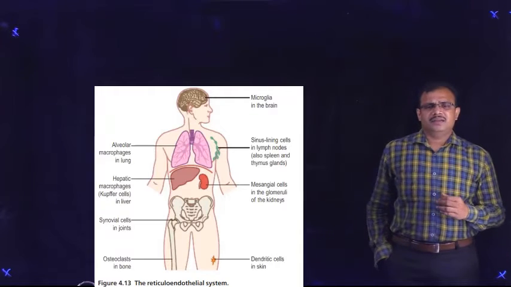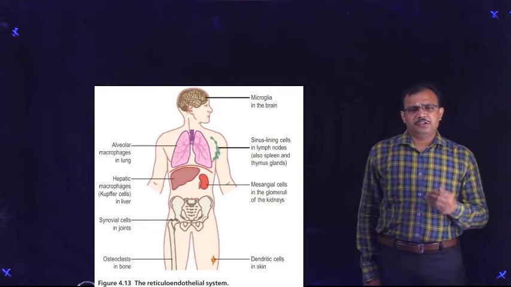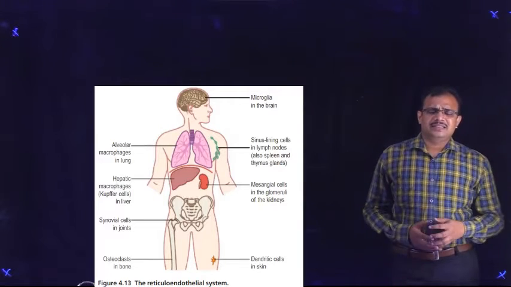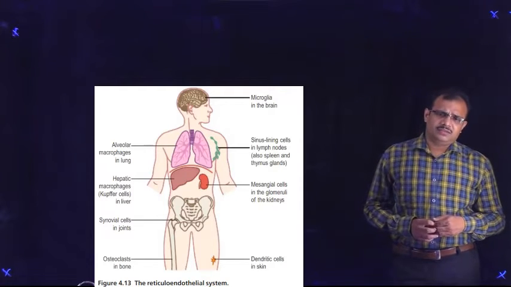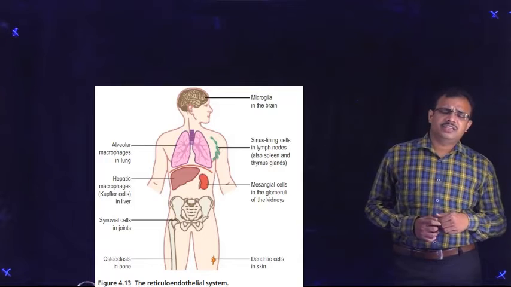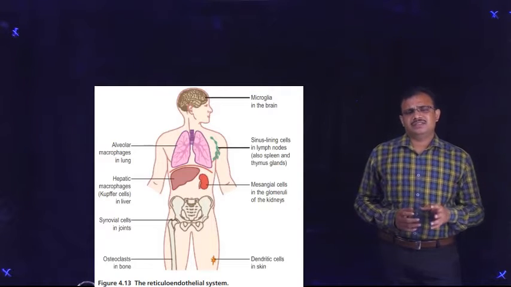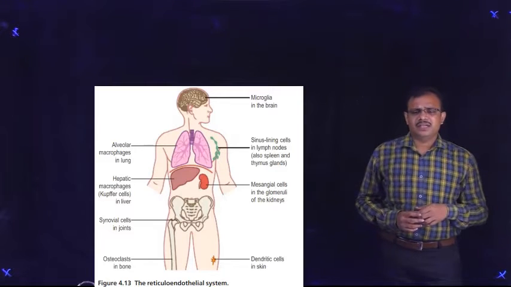So let's see what are the different types of macrophages into which the monocytes will differentiate. Monocytes differentiate into microglia in the brain. The microglia, which we have studied previously, are also involved in phagocytosis and defense against foreign invading antigens in the brain tissue.